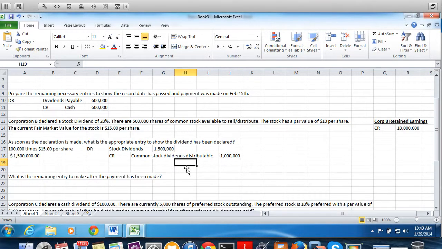Okay, and as you can see, obviously there's a difference here. This entry is not balanced yet because we have a $500,000 value of the stock dividends that we have not reflected in this balancing side of this entry. So the final portion here is just going to be additional paid in capital, common stock. Okay, and that will go for 500,000, and you see that these balance. And again, this is just as of the declaration date.